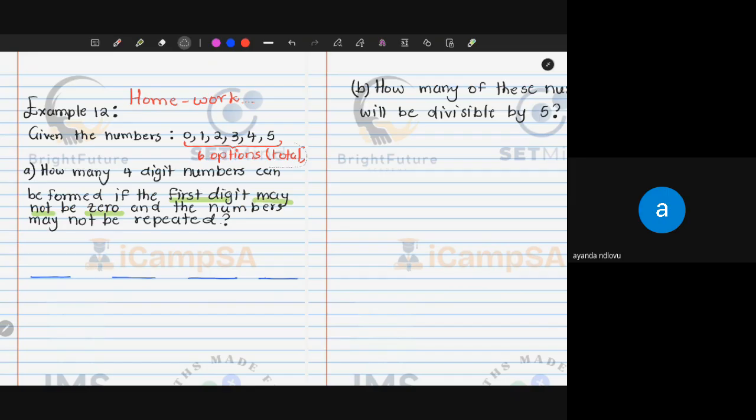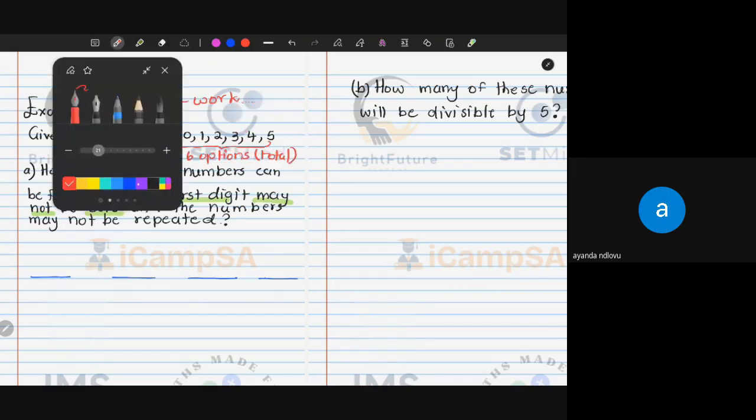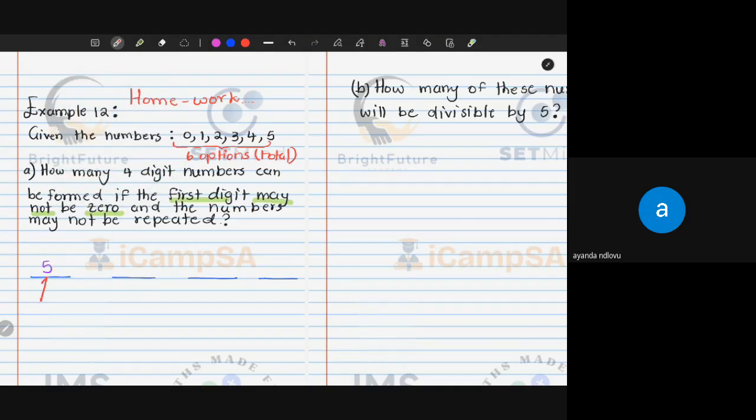So now, if you think of the constraint that we are working under, you should see that for our first number, we are going to choose from 5 options. The reason we are choosing from 5 options is because 0 is excluded. So we are choosing the first digit from 5 options because 0 is excluded. That is why.